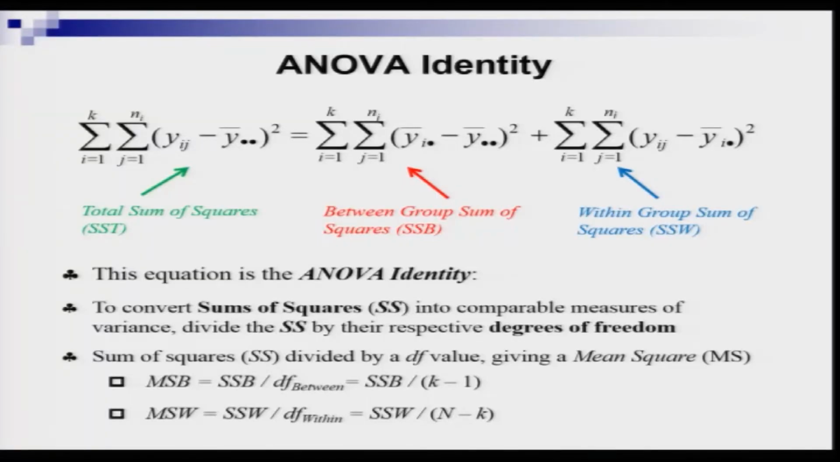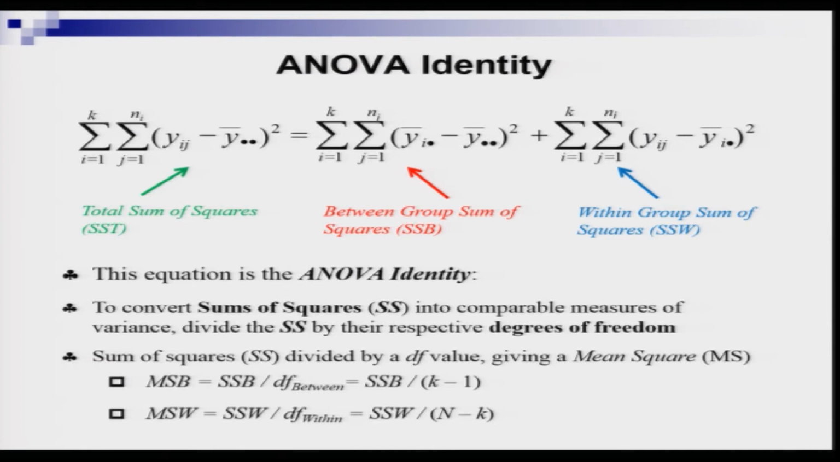So, for the f-test we first have to convert the sum of squares expressions into comparable measures of variance. Why? Because you remember that f is basically a ratio of 2 variances, right. So, you have to divide these sum of squares expressions by their respective degrees of freedom. Okay. So, how to proceed? This sum of squares, SS, has to be divided by the degrees of freedom value, and that will lead to a new measure, known as the mean square, which is abbreviated as MS.